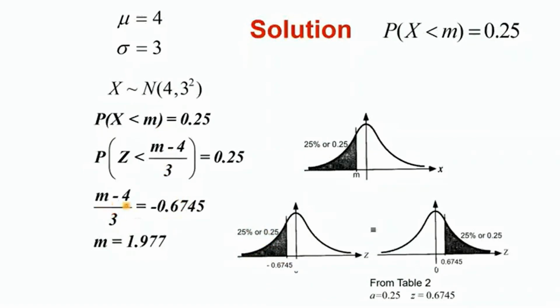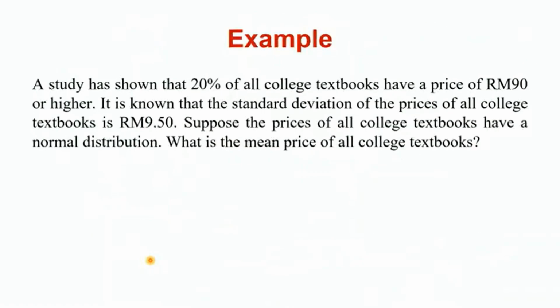Finally, I have m minus 4 over 3 is equal to negative 0.6745. And m is 1.977, the value of m.